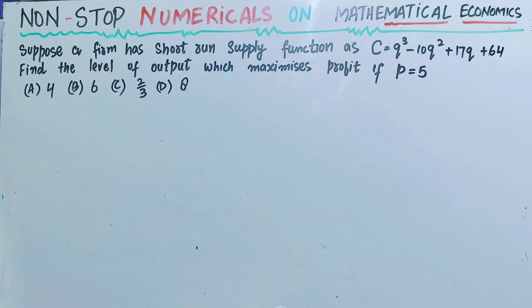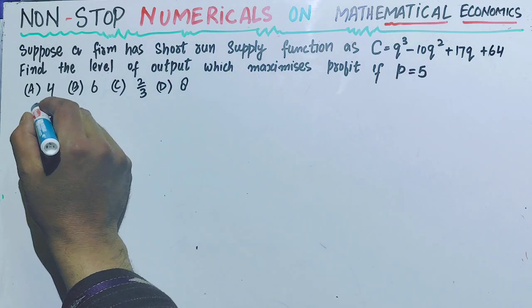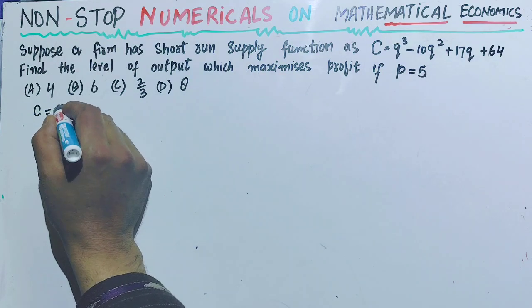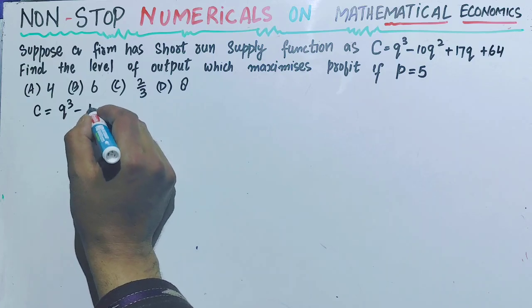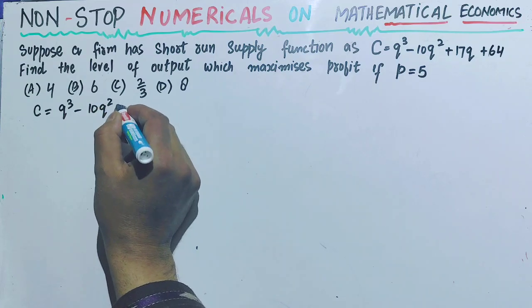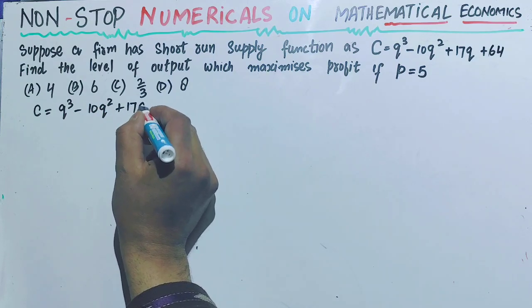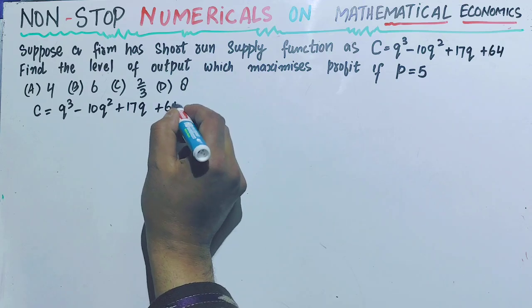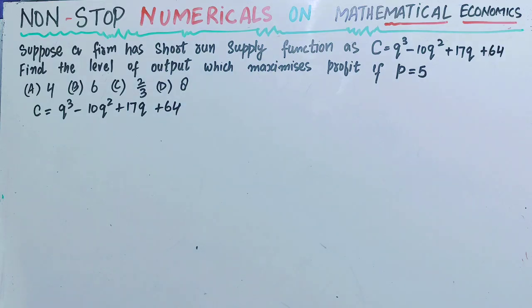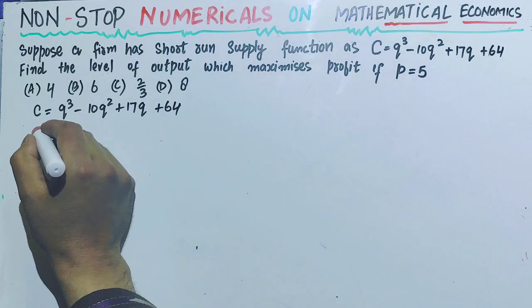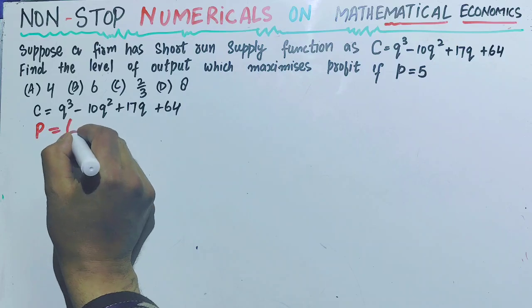So what we are being given here is the cost function: C is equal to Q cube minus 10Q square plus 17Q plus 64. This is the cost function. Also price is given as 6.